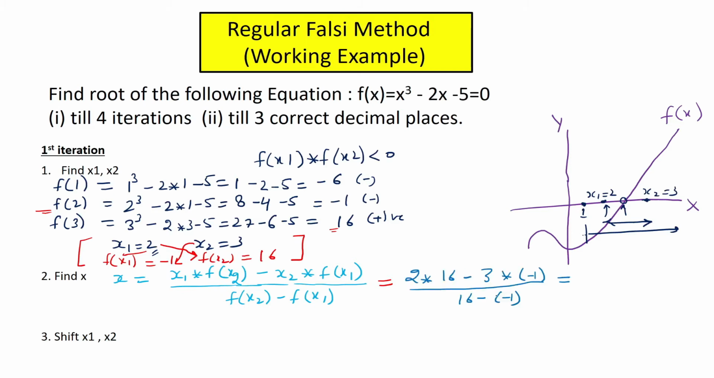So I have put all the values in this formula, and if I solve this, it will be 35 upon 17 and it will come as 2.05882. Now we come to the third step, and third step says we have to change x1 and x2.